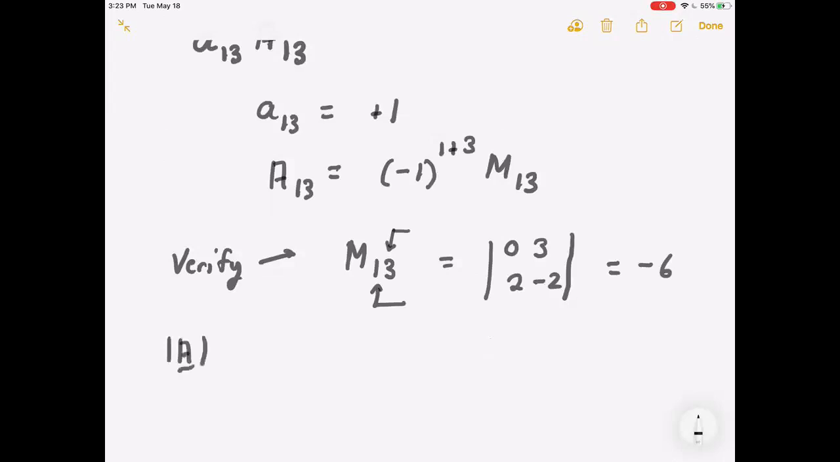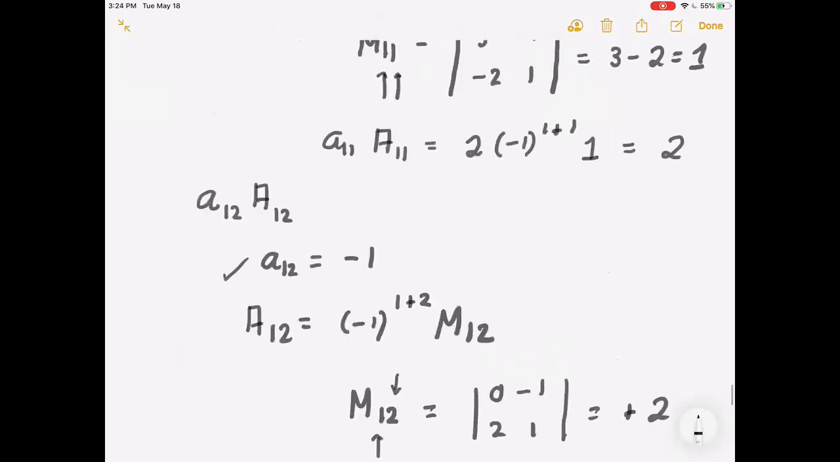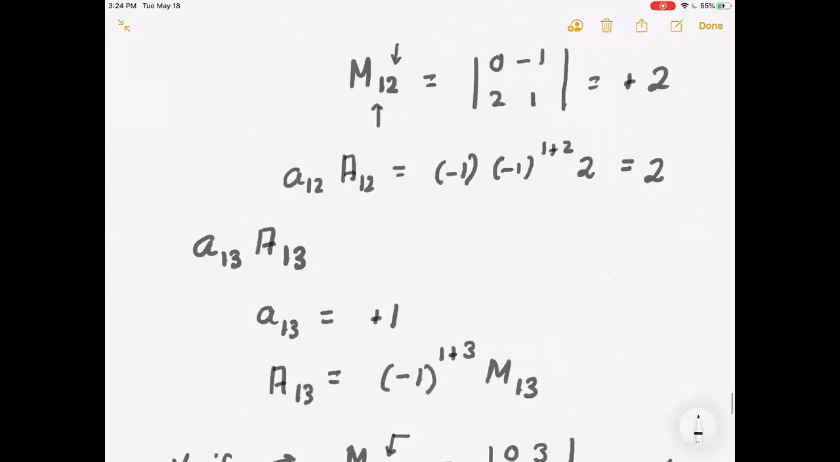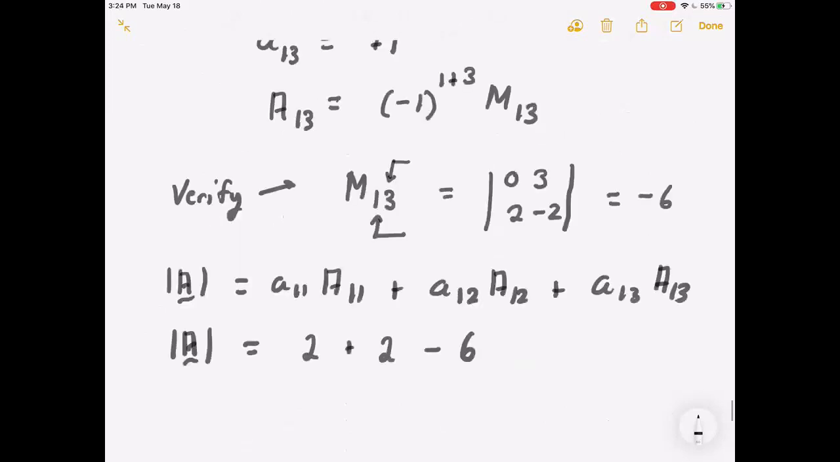The determinant of A is just a sub 1, 1 times the cofactor A sub 1, 1 plus a sub 1, 2 times the cofactor A sub 1, 2 plus a sub 1, 3 times the cofactor A sub 1, 3. And what we have discovered is, in this example, the first term is 2, the second term is 2, third term is minus 6. Let's go back. Yep, 2, 2, minus 6. And that all simplifies to minus 2.